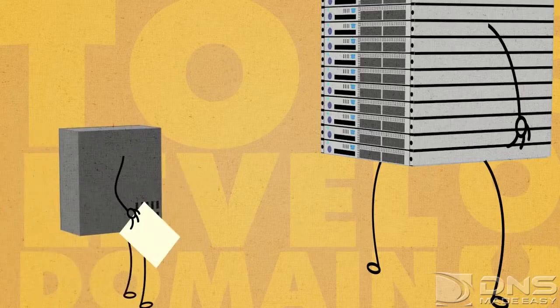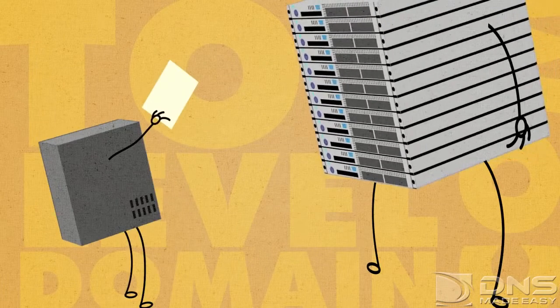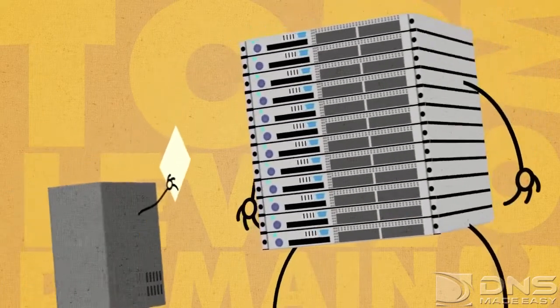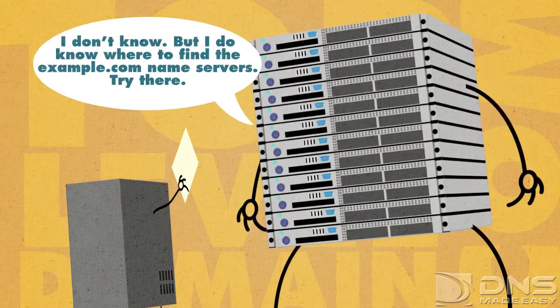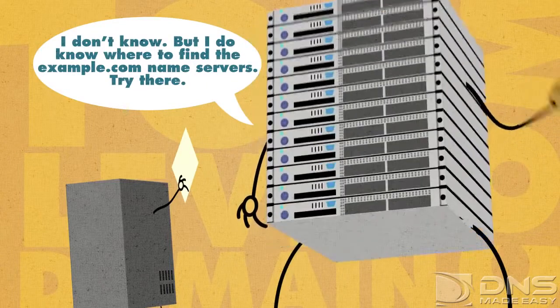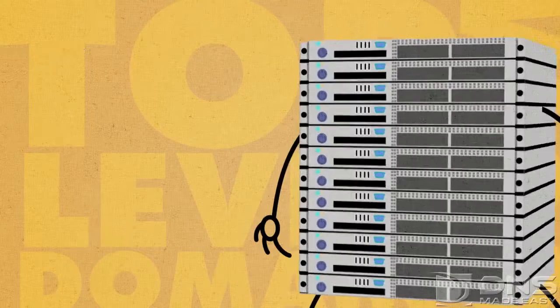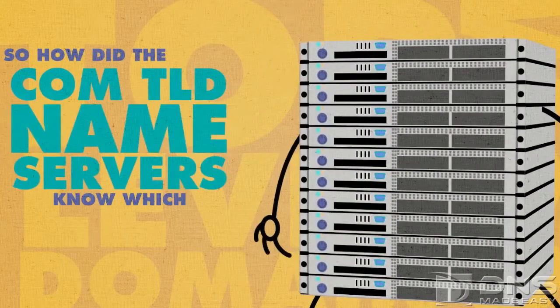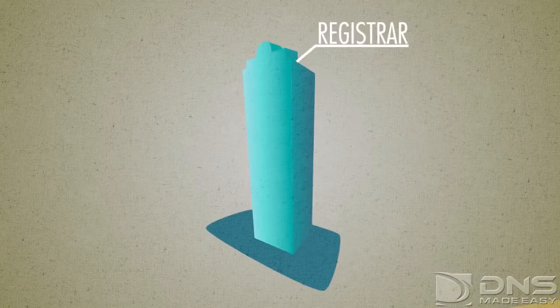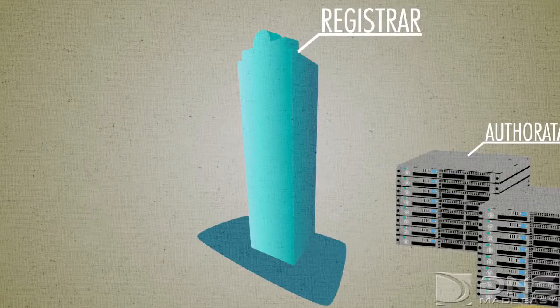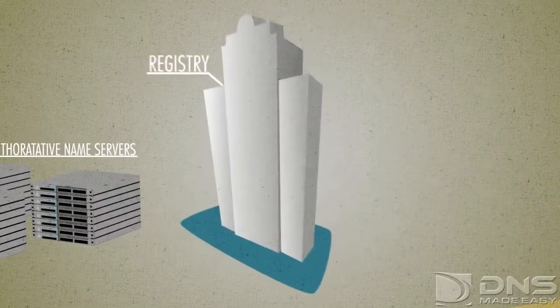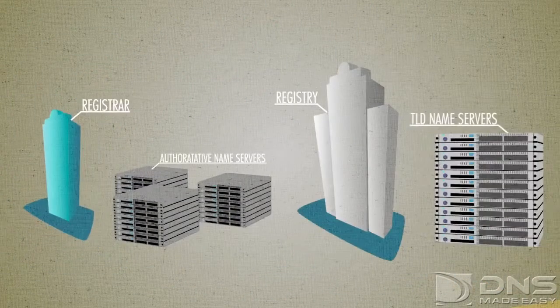When the resolving name server queries www.example.com, the TLD name servers respond, I don't know, but I do know where to find the example.com name servers. Try there. This next set of name servers are the authoritative name servers. So how did the COM-TLD name servers know which authoritative name servers to use? With the help of the domain's registrar. When a domain is purchased, the registrar is told which authoritative name servers that domain should use. They notify the organization responsible for the top-level domain, the registry, and tell them to update the TLD name servers.